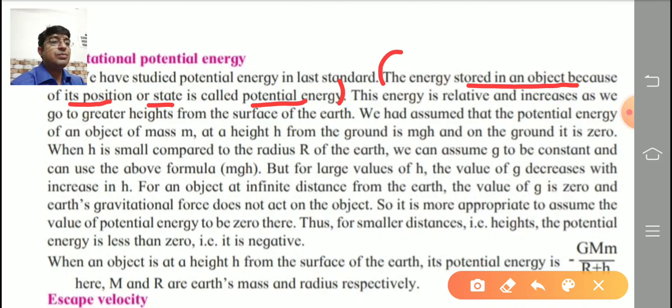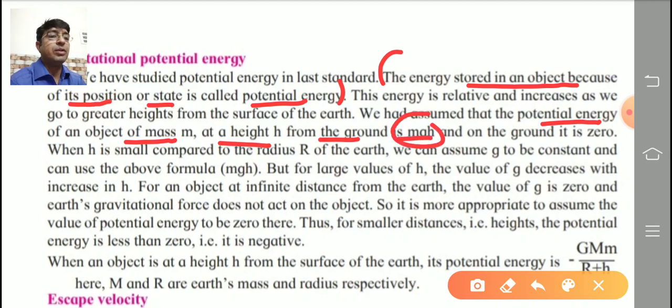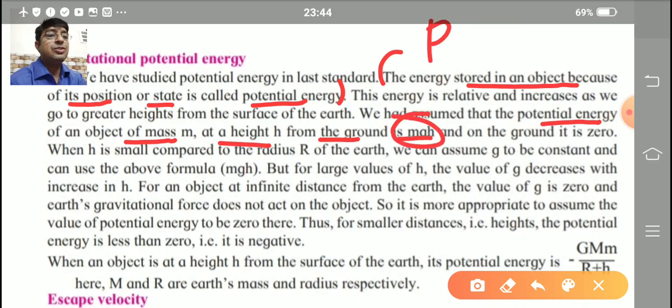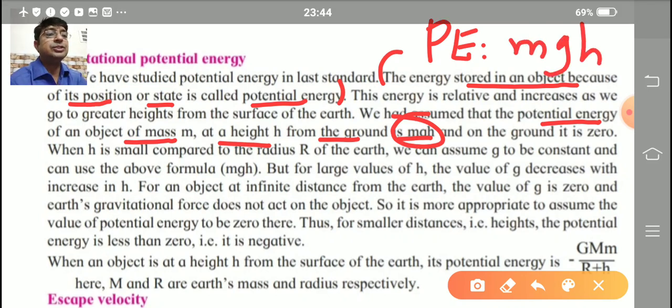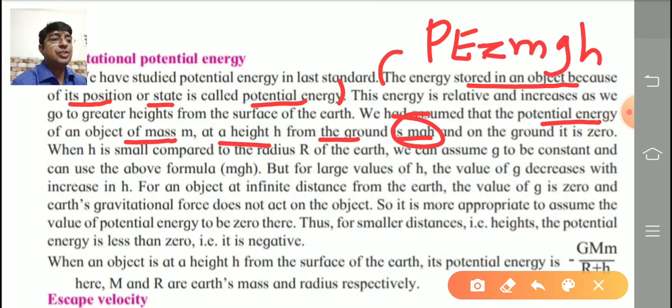We had assumed that the potential energy of an object of mass m at a height h from the ground is mgh. We know the formula of potential energy. Potential energy is equal to what? mgh. m means mass of an object, g means acceleration due to gravity, and h means nothing but the height from the ground. On the ground h is 0, so potential energy on the ground is 0.